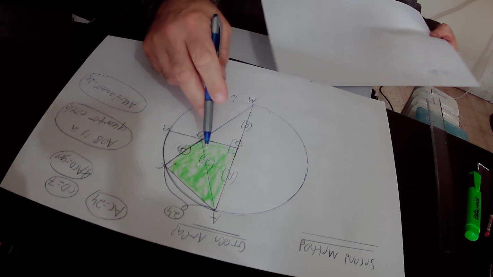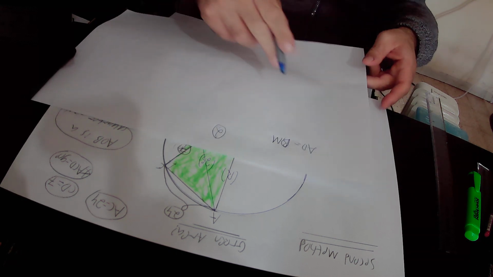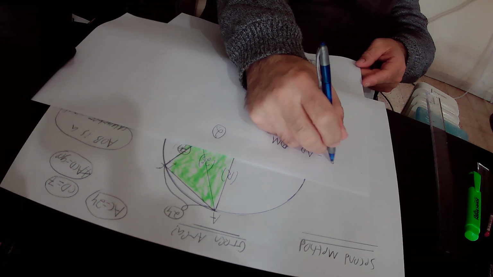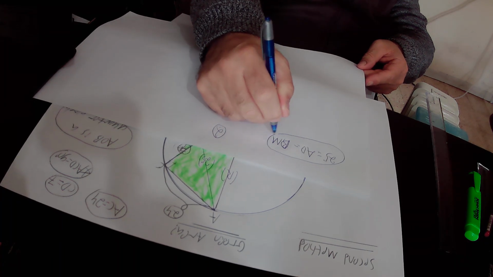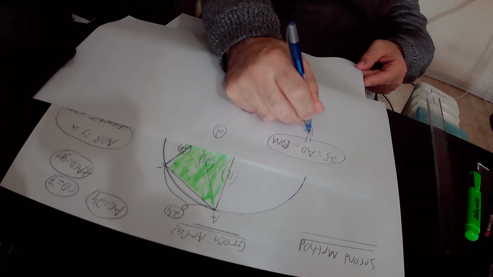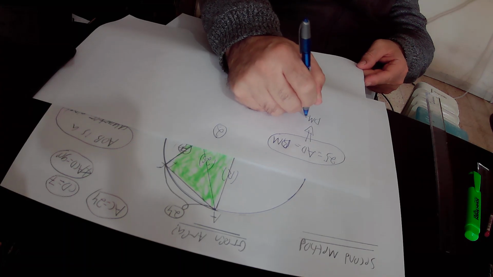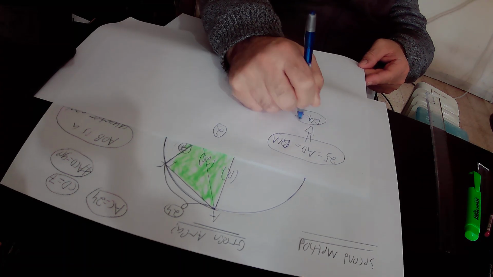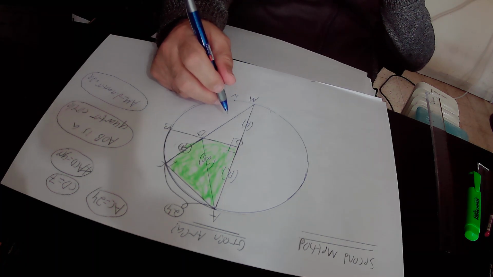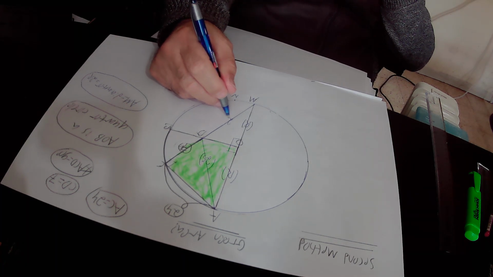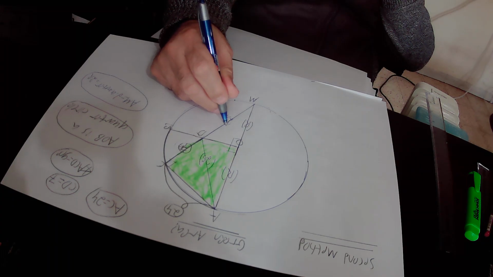But AD equals 25 units, so we can write here that AD equals 25 units. And from this equation, 25 equals AD equals DM, we will derive that DM also equals 25 units in its length.